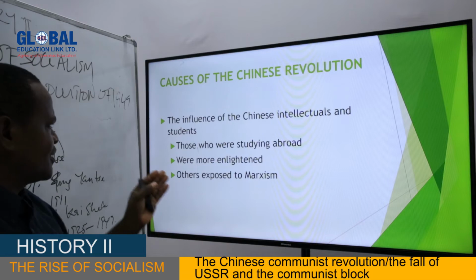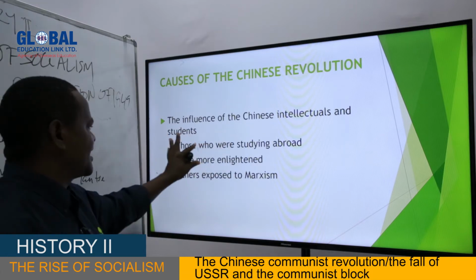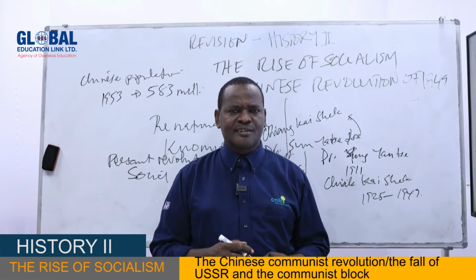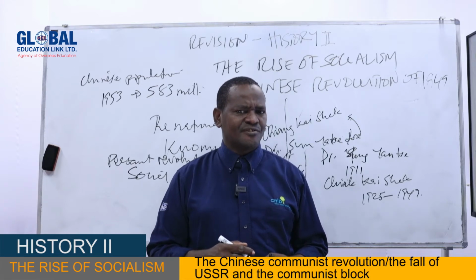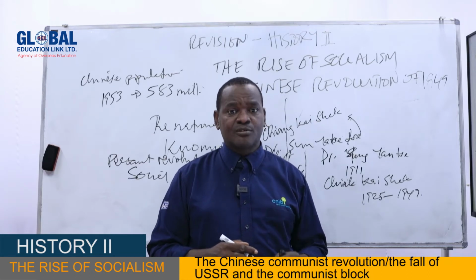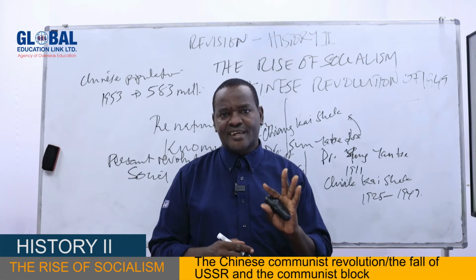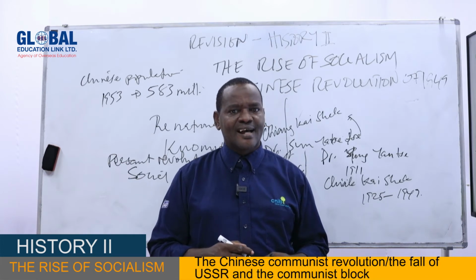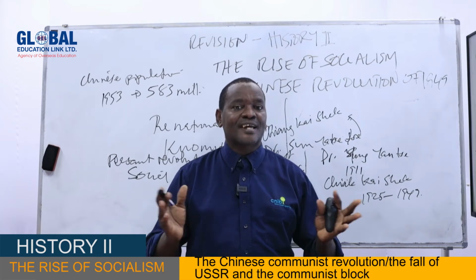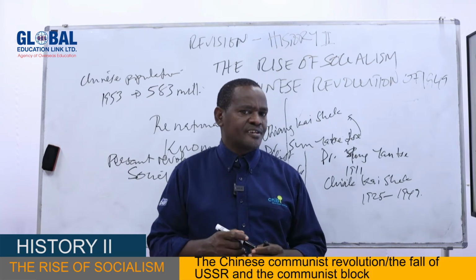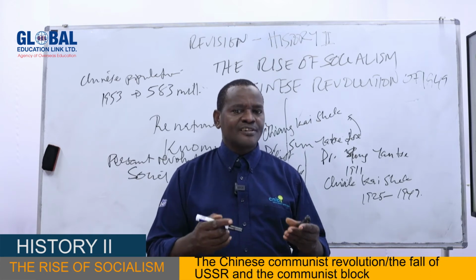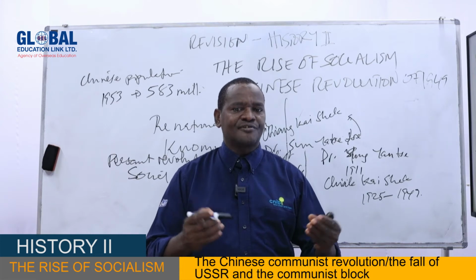But most important, when we speak of the influence of the Chinese intellectuals and students, we can also make reference to Mao Zedong himself. He started to learn Marxism at a time when he was a student at the University of Beijing. And at that time, he was a librarian. So he spent most of his time in a library reading Marxist books. And later he established a study club. And mostly they were reading Marxist books and other socialist books. So little by little, they started to grasp the concept of Marxism.